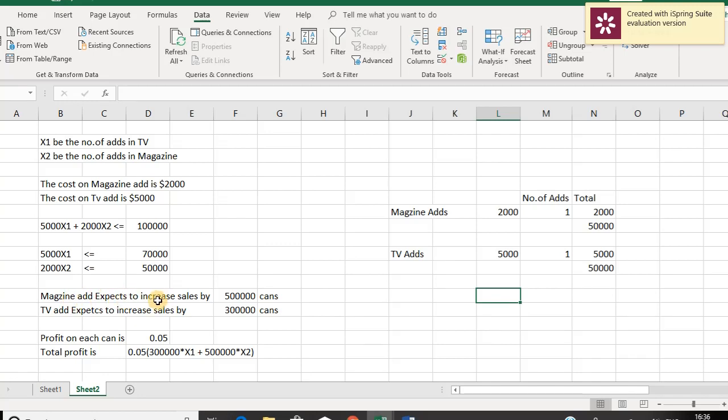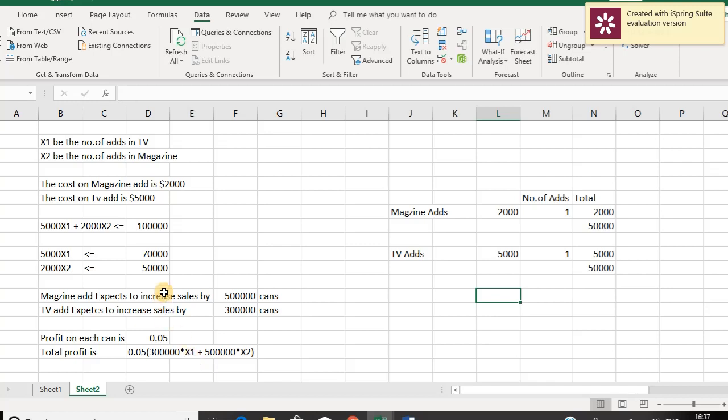A magazine ad is expected to increase sales by 5 lakh cans, and a TV ad is expected to increase sales by 3 lakh cans. So in any way, magazine gives more profit when compared to TV. If I have a chance, we can spend more money on magazine. But the constraint we have is that we should not spend more than $50,000 on magazine ads, and the profit on each can is 0.05. So the total profit is 0.05 into 3 lakh cans into number of ads on TV plus 5 lakh cans into number of ads on magazine. How many ads you will make on magazine and TV is the problem.